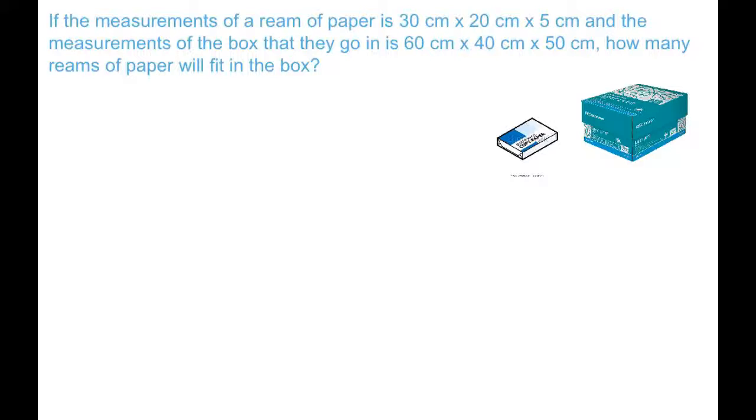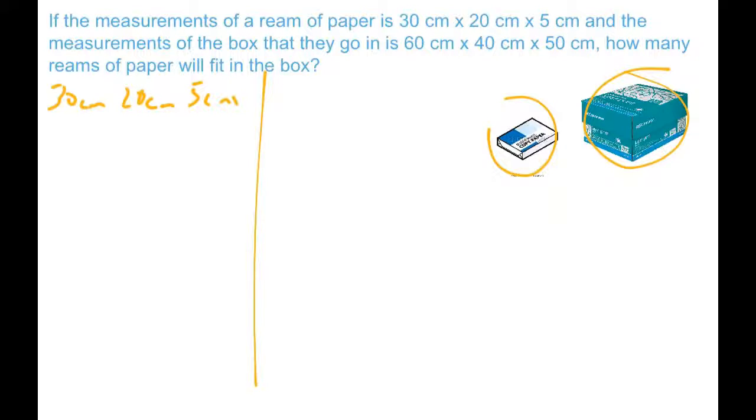All right, now we have a word problem. Here, if the measurements of a ream of paper, and we're talking about this guy right here, 30 centimeters by 20 centimeters by 5 centimeters, and the measurements of the box that they go in, 60 centimeters by 40 centimeters by 50 centimeters, how many reams of paper will fit in the box? All right, so we're going to start off over here with the ream of paper. It's 30 centimeters, 20 centimeters by 5 centimeters. So we'll call that the length, that the width, that the height. Volume equals length times width times height.